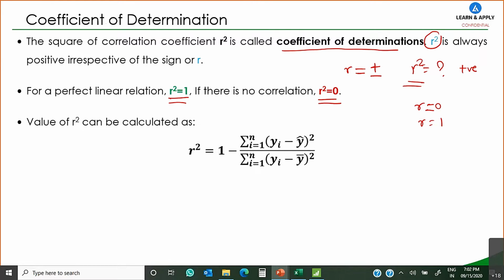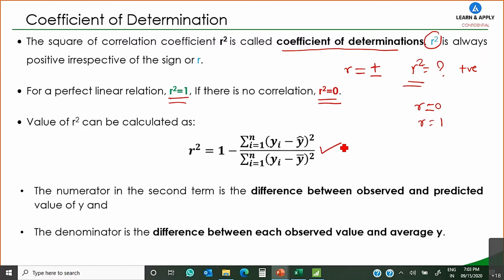R square can be calculated by using this formula. I think this is a very difficult formula at first glance, but once you understand what the regression is and what the regression line is indicating, then you will easily understand this formula. It's a very simple formula.